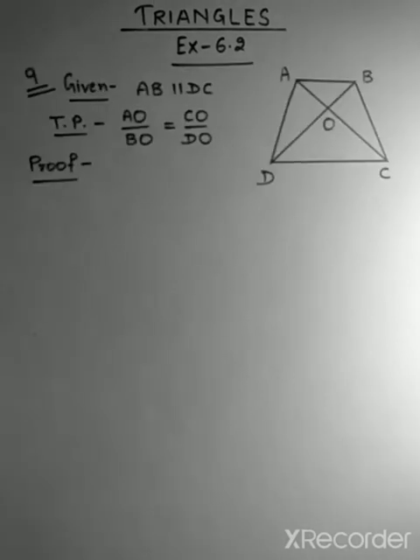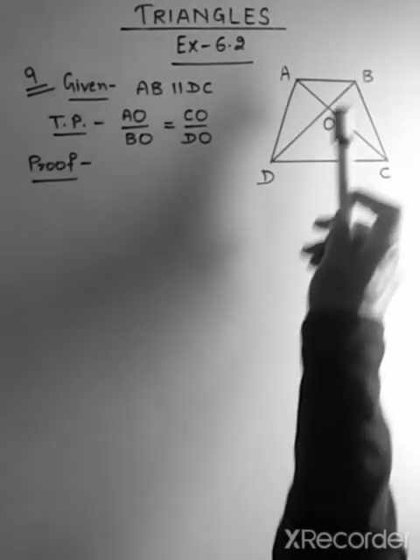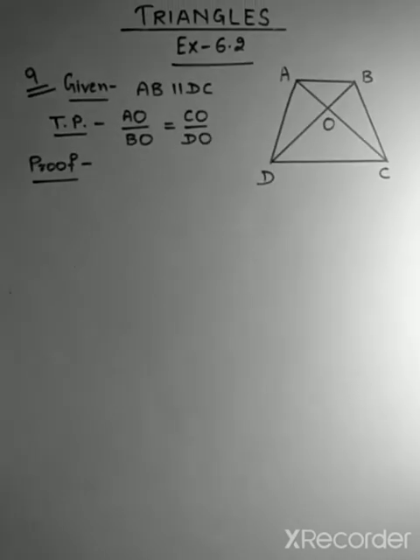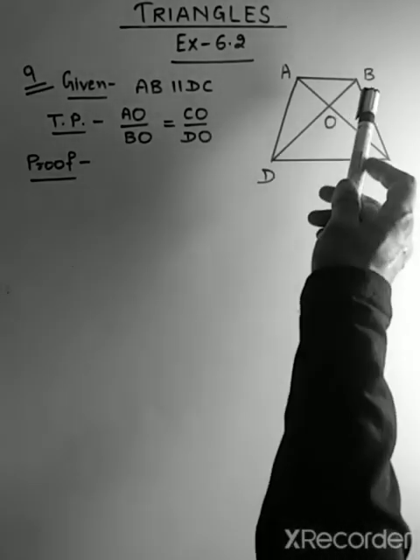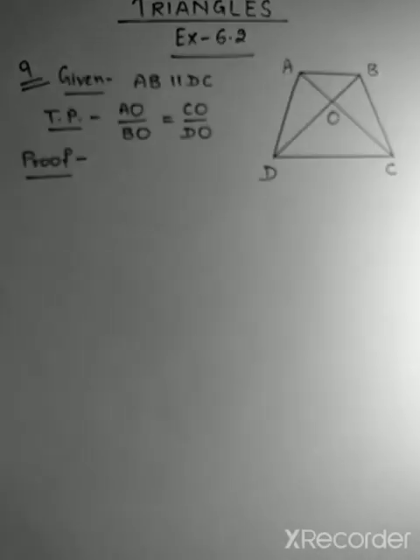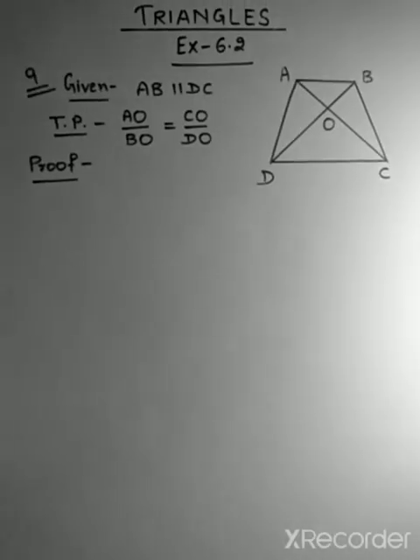Ninth question, ABCD is a trapezium in which AB is parallel to DC and its diagonals intersect each other at O. AC and BD are its diagonals which intersect each other at O. So we have to show that AO upon BO equals to CO upon DO.